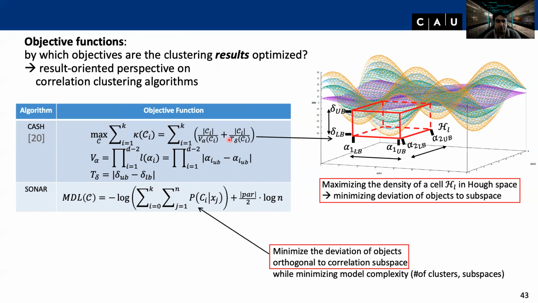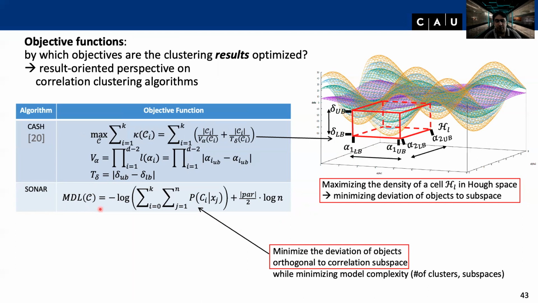And so we want to minimize this box, which is composed of the side lengths of the alpha and of the delta. And we have here SONAR as also one exotic way. Here the goal is to minimize the deviation of objects orthogonal to correlation subspace while minimizing model complexity. So SONAR has a really interesting approach.